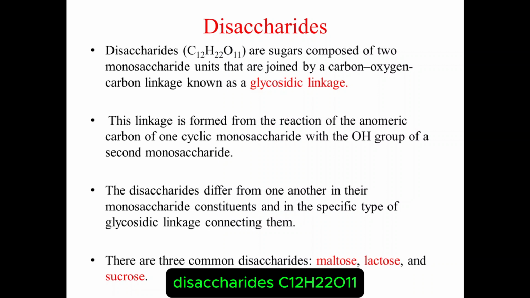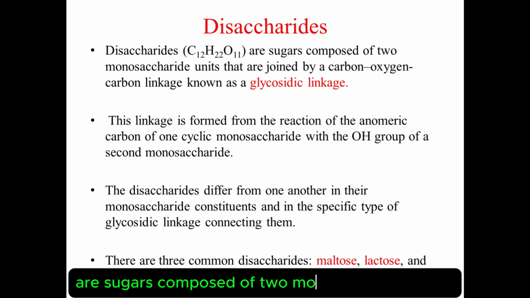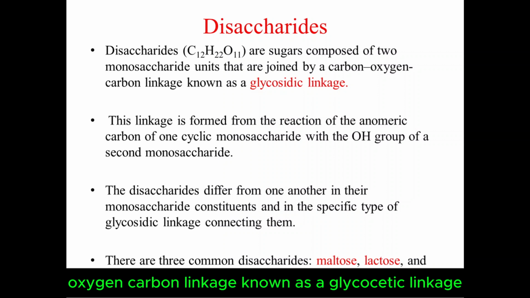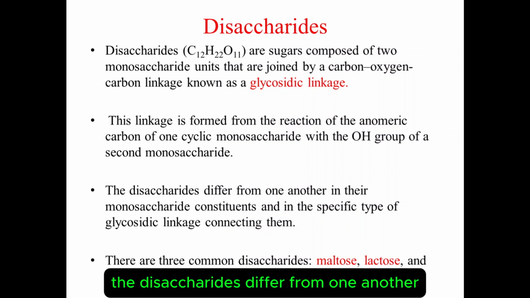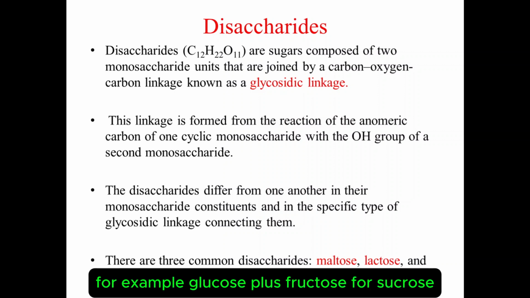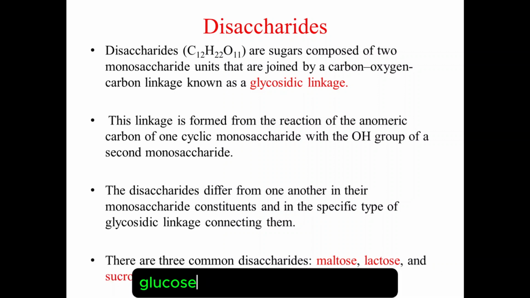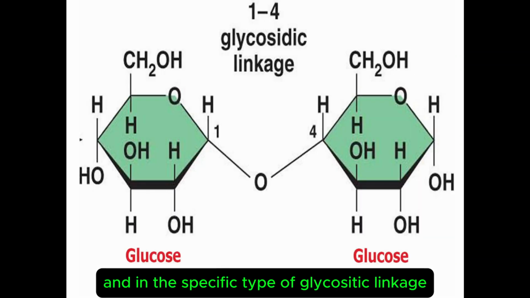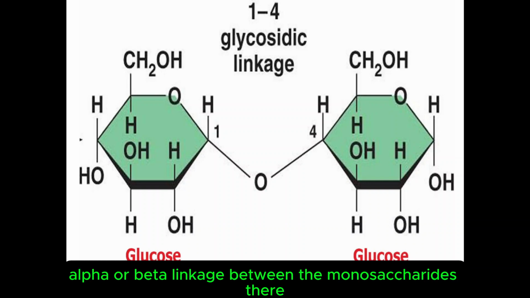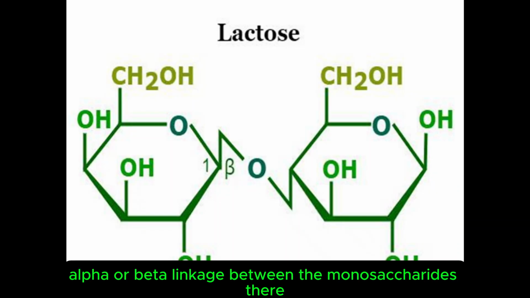Disaccharides, C12H22O11, are sugars composed of 2 monosaccharide units that are joined by a carbon-oxygen-carbon linkage known as a glycosidic linkage. The disaccharides differ from one another in their monosaccharide constituents, for example, glucose plus fructose for sucrose, glucose plus galactose for lactose. And in the specific type of glycosidic linkage connecting them, for example alpha or beta linkage, between the monosaccharides.